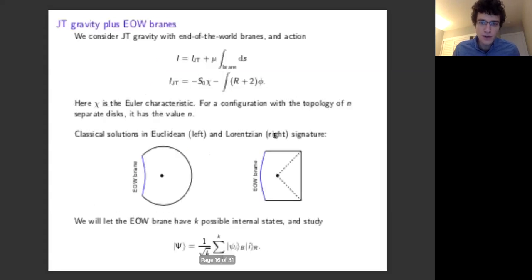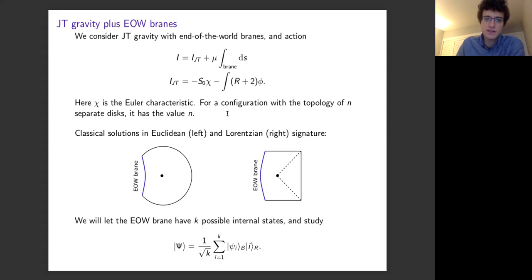Okay, so let me go on. We were describing this end of the world brane plus JT gravity action. So we have this tension term integrated along the world line of the end of the world brane, and then we just have the standard JT gravity action. The JT gravity action consists of these two terms. Don't worry too much about this term. I'll take care of that term behind the scenes to the extent that it's relevant. The term that I want you to focus on is the first term, where S naught is a parameter. You should think of it as a large parameter proportional to the entropy of the black hole. And chi is the Euler characteristic.